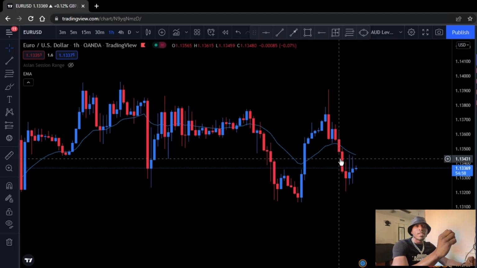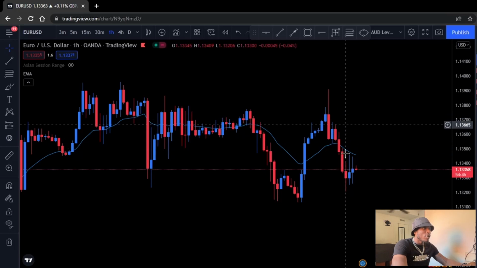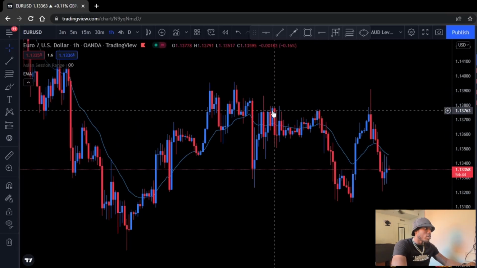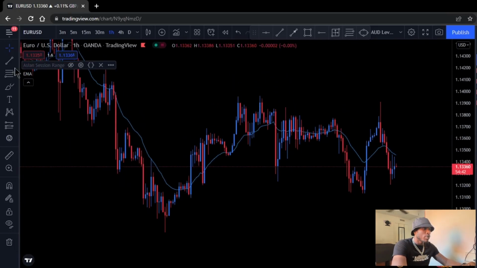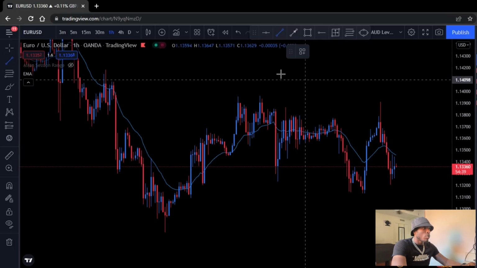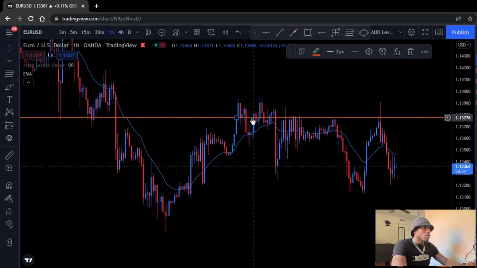In a ranging market, you want to buy low and sell high. So when you're in a ranging market, which means it's just ranging, you want to buy low, sell high. So as you can see, we've been ranging. This is a perfect example, ladies and gentlemen. So we go here, and I will go about here.